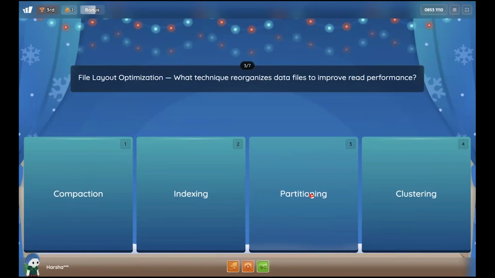This is not how it's done. Sorry, we need to pass. Compaction. That's wrong. He's saying this person. Orange. To read faster, you get indexing. No. Partitioning. All the options are gone. Clustering. Yeah. All the options are gone that way.